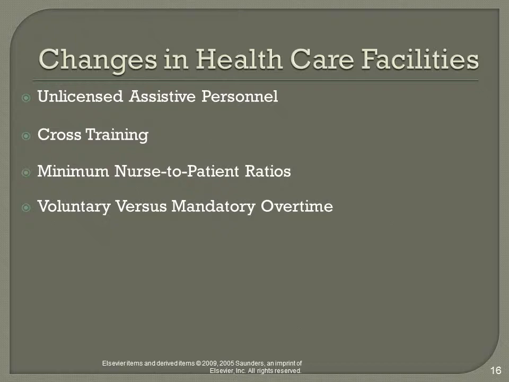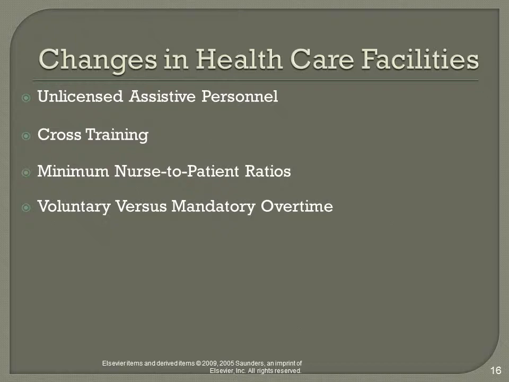So, looking at changes in healthcare facilities. One survival strategy for acute care facilities is to continue to use unlicensed assistive personnel. They're cheaper than paying the RNs. Cross-training will allow the staff to be assigned from units with low census to units that have staffing needs caused by absences or increased patient census.